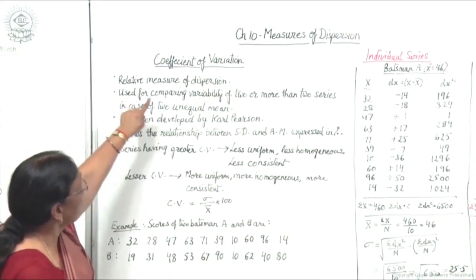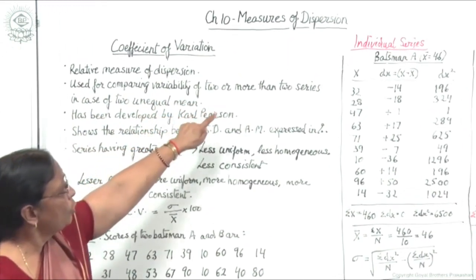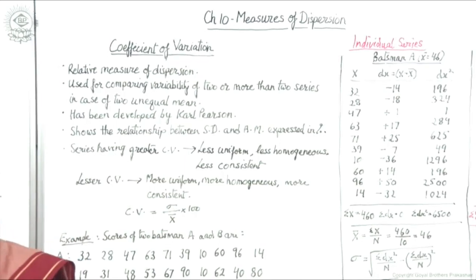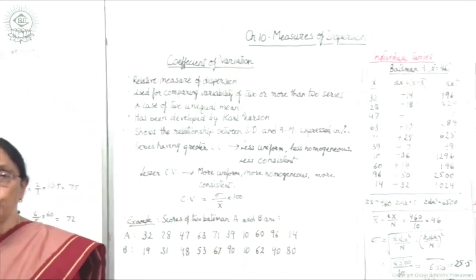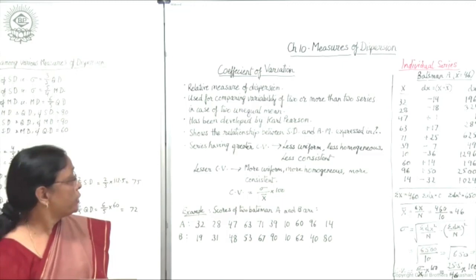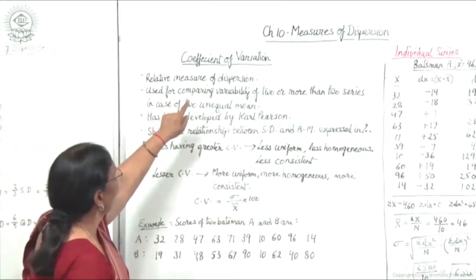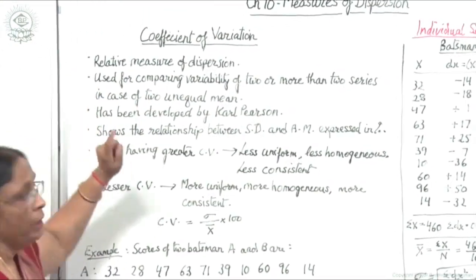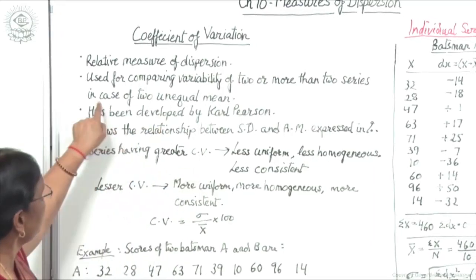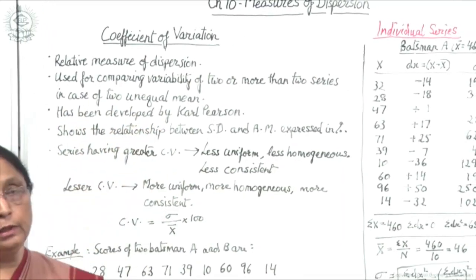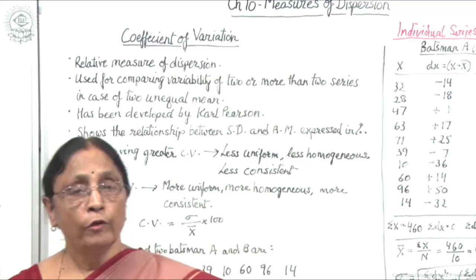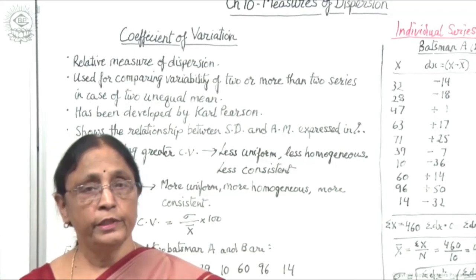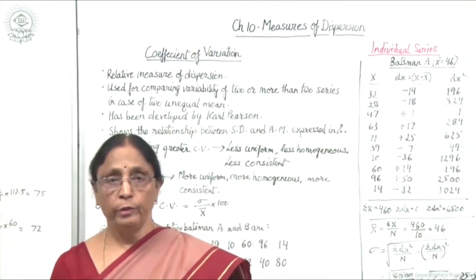It is used for comparing variability of two or more than two series. That means the variability in two and more than two series is found out with the help of coefficient of variation, especially in case of two unequal means. When the mean of two series is equal, then it is very easy to find out the variability.